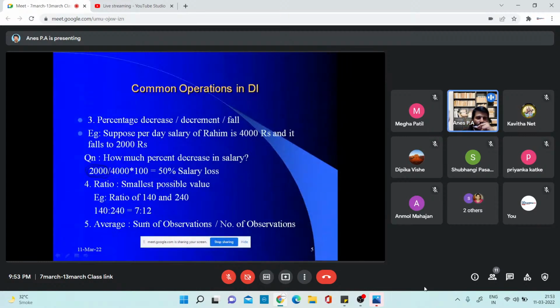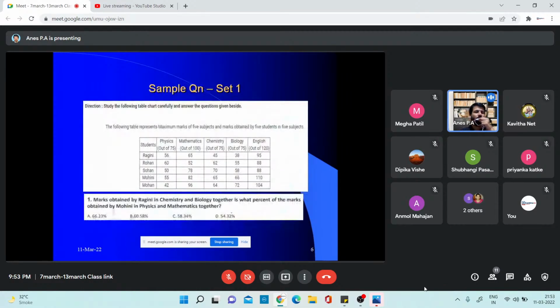Fifth operation is average. Average, you all know this fact. What is average? There is a sum of observations, which we see in practical situations. Sum of observations divided by number of observations, that is the average. So we go to the first problem.